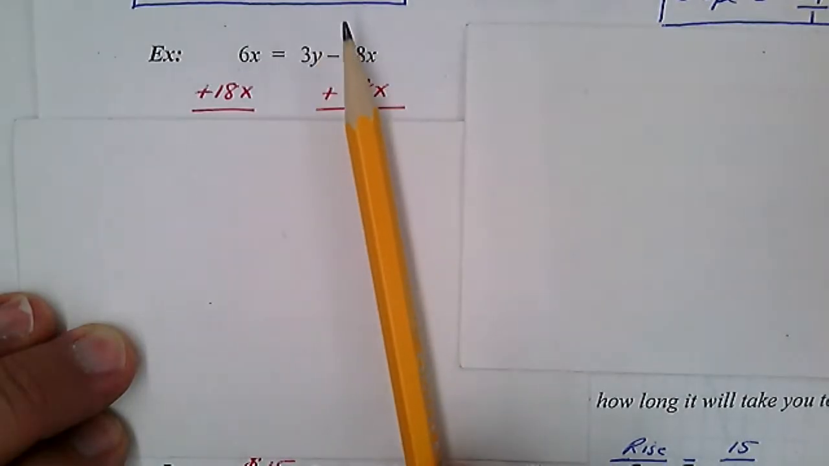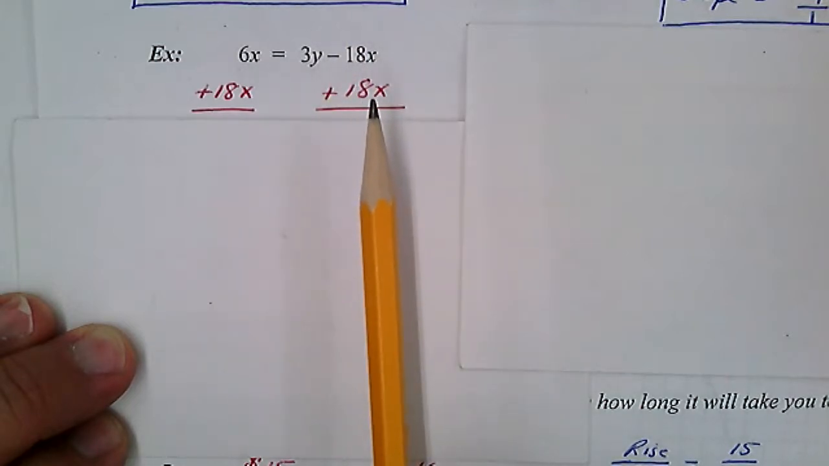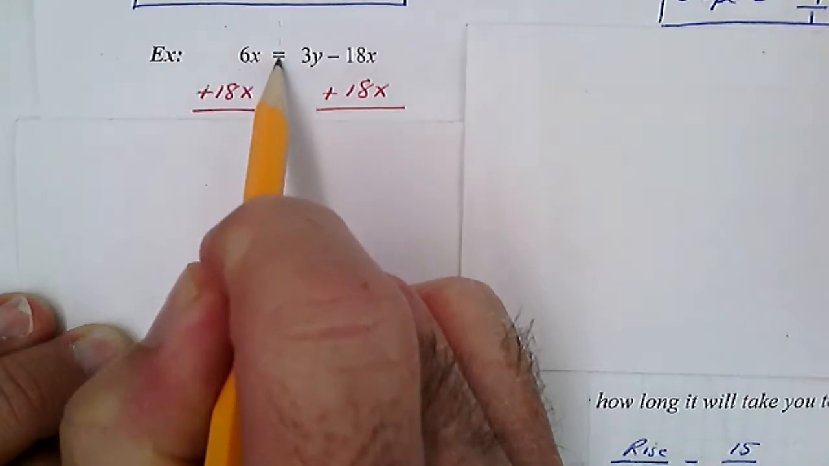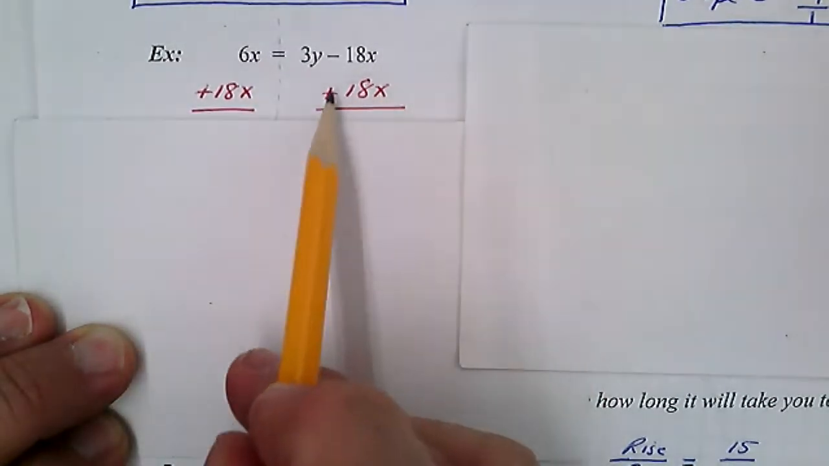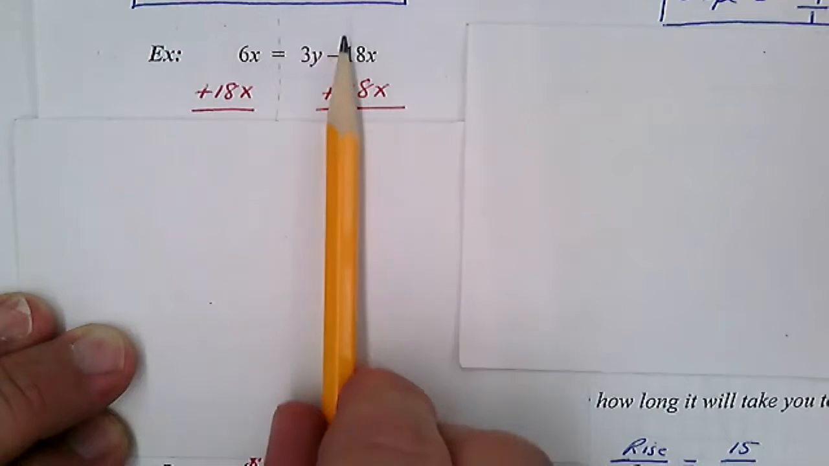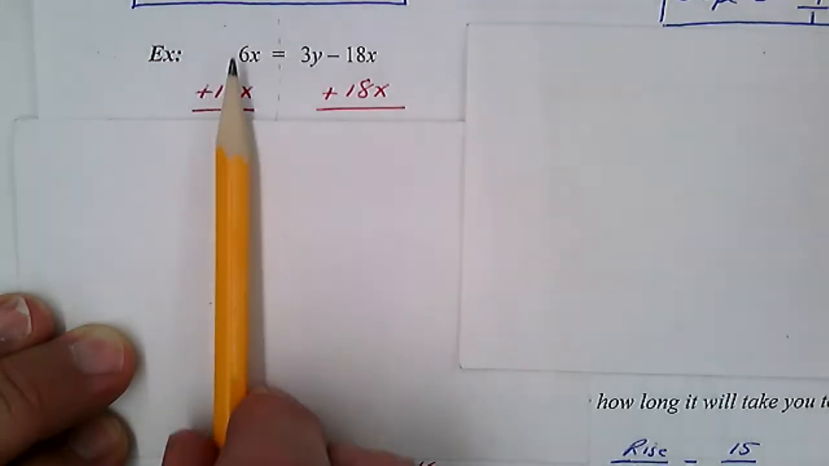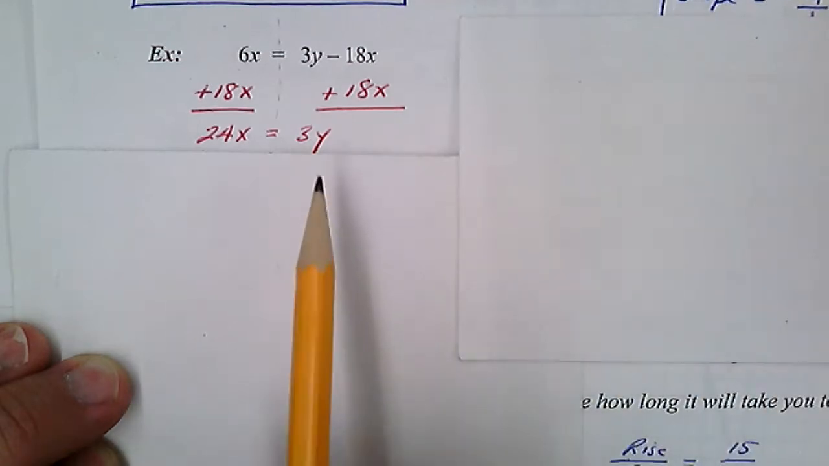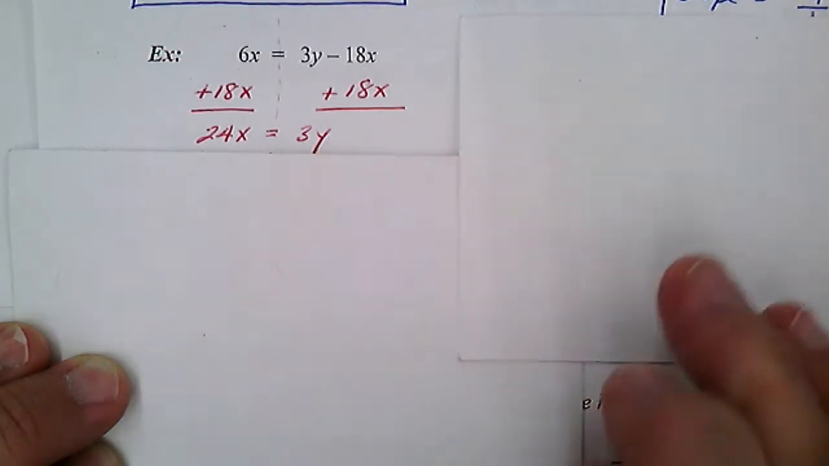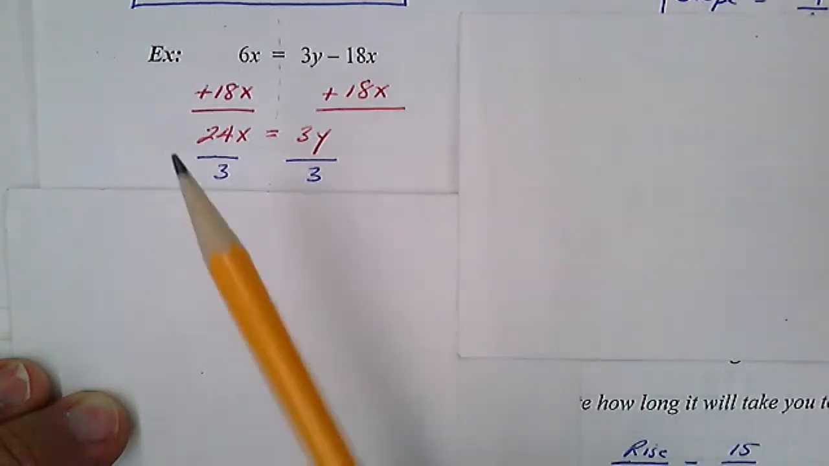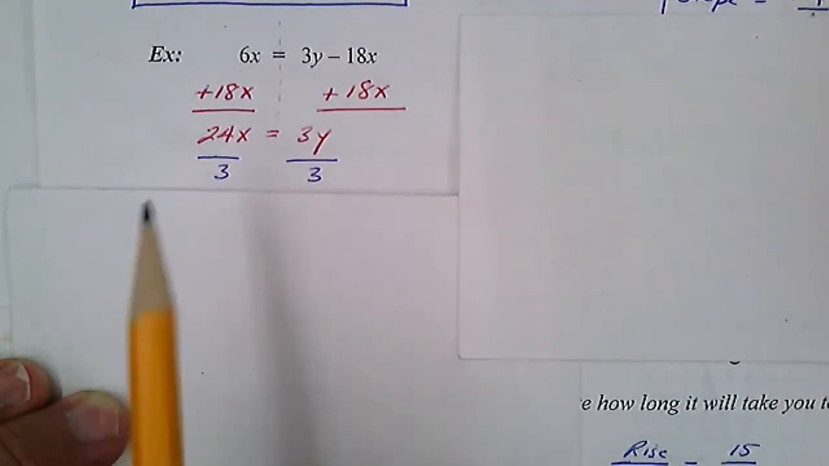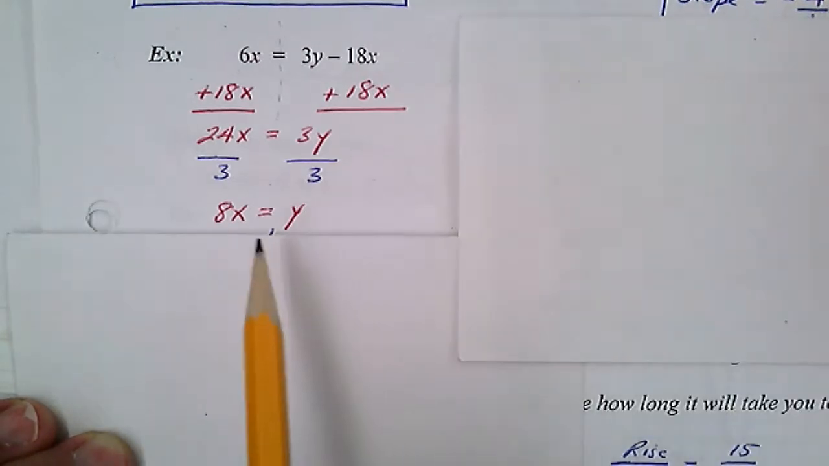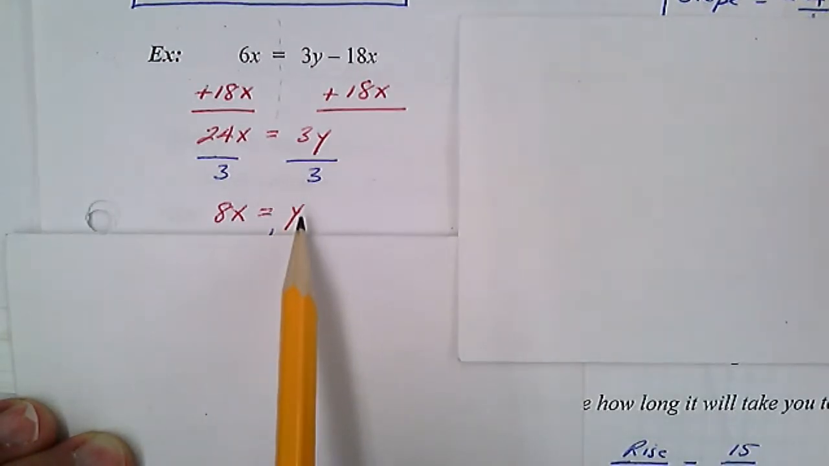Okay, so these cancel. But whatever I do on the right side of an equation, I have to do on the left side. Remember, here's our fence. So whatever I do on the right side, I have to do on the left side. So these cancel. And I get 18 plus 6 makes 24x. And now I want to get y by itself. So I'm going to divide by 3. So these cancel. And I'm going to get 24 divided by 3 is equal to 8. So I have 8x is equal to y.